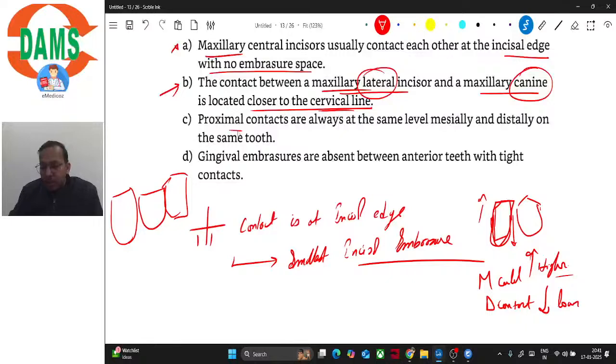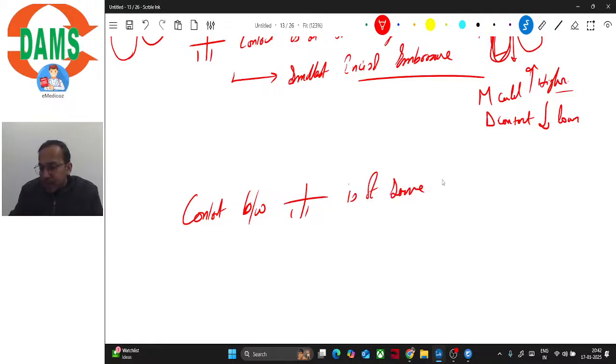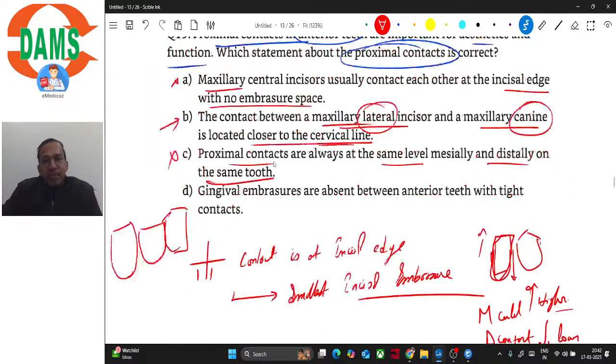Option C, proximal contacts are always at the same level mesially and distally on the same tooth. So again, this is incorrect because they are at different levels. Mesial is higher, distal is lower. There is an exception to this rule that mesial is higher and distal is lower. What is the exception? The contact between lower central incisors is at the same level mesial and distal. Right, so both mesially and distally they are at the same level.